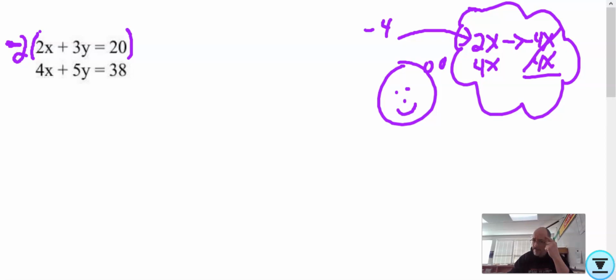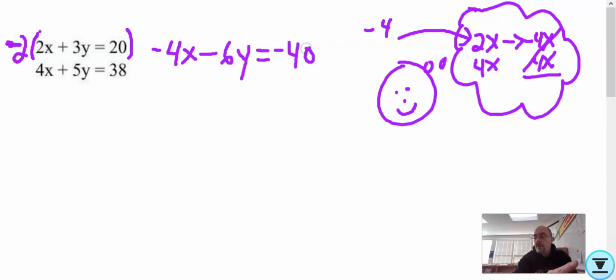Think about that. I'm just going to change the top equation. I'm not going to change both equations in this problem, just the top one, because I can change that top 2x to a negative 4x by multiplying by negative 2. But I have to multiply that negative 2 to everything. So now I have negative 4x minus 6y equals negative 40. Don't forget to multiply it to everything. And that bottom one, I did not change it.